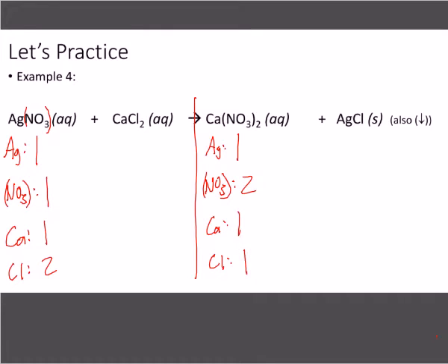Do your metals first. How many metals do I have here? 2. Silver and calcium. Silver's balanced. Calcium is balanced. All right, I can move on to my next one. Now my polyatomics. How many polyatomics? How many nitrates do I have on the left? How many do I have on the right? So we need to get this to be 2. So what do I need to do then? Put a 2 up top as my coefficient.